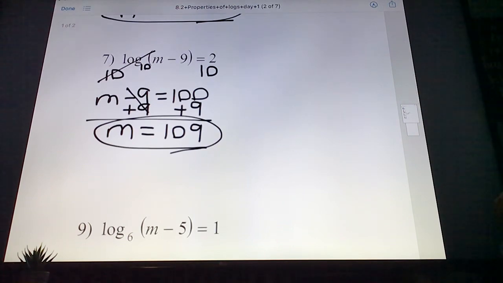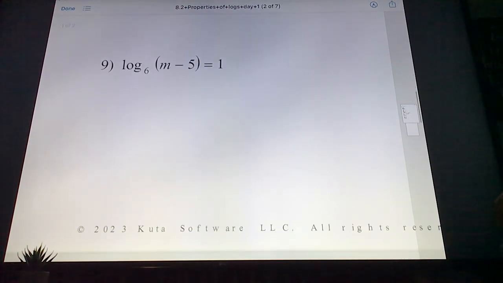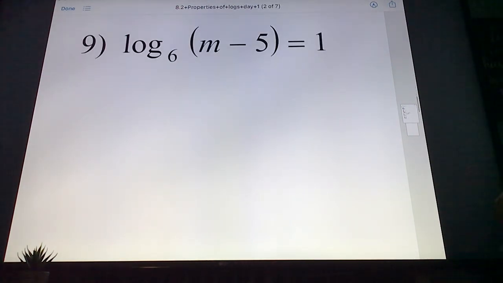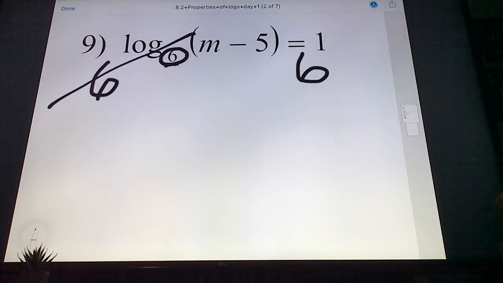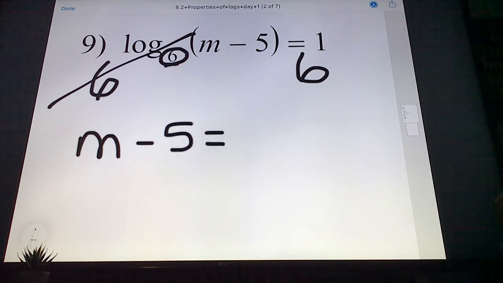Okay, and again, if I'm going too fast, then pause it. Keep it moving. Okay, 9. That log has a base of 6. Okay, and we're looking at this, so we're going to raise both sides to the 6th power. So you're going to have m minus 5 equals 6 to the 1 power, which is going to be 6.